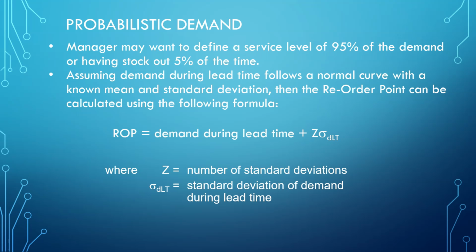Assuming demand during lead time follows a normal curve, in these kinds of probabilistic distributions we have a certain distribution that follows. So assuming that we have a normal distribution with known mean and standard deviation, the reorder point can be calculated using the following formula. The reorder point will equal the demand during lead time plus Z, where Z is a number of standard deviations, multiplied by delta DLT, the standard deviation of demand during lead time.